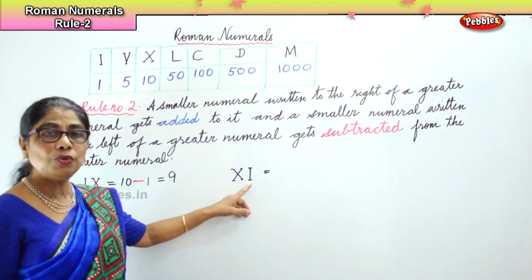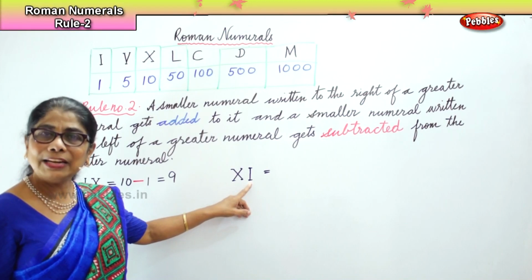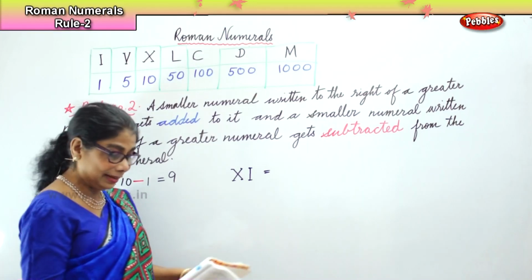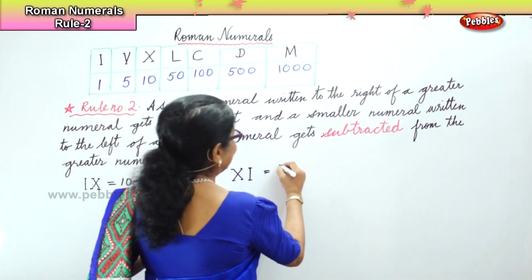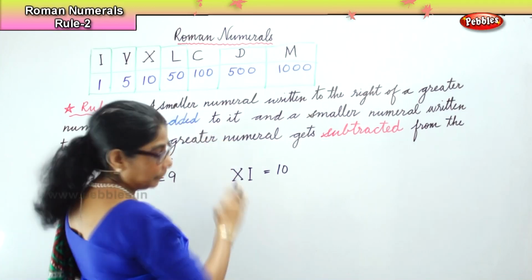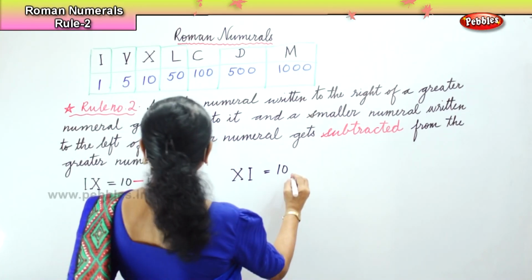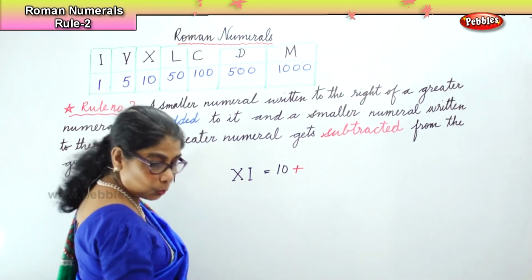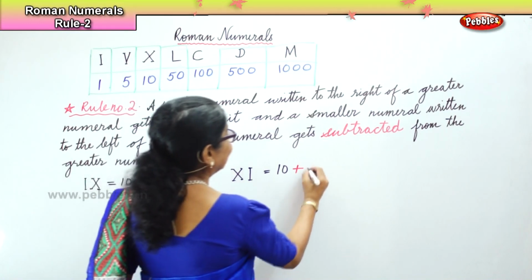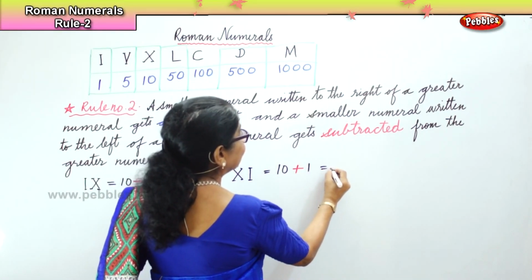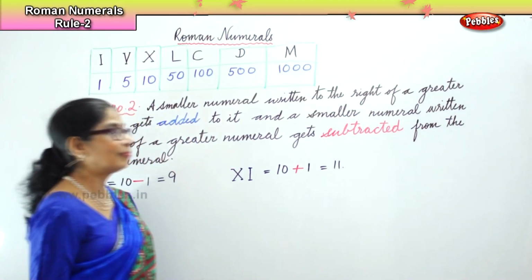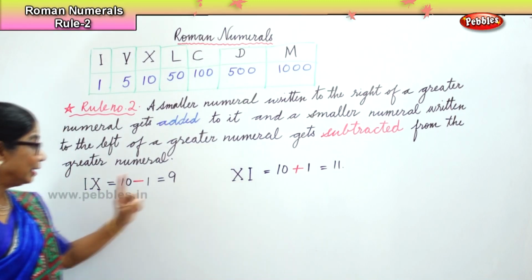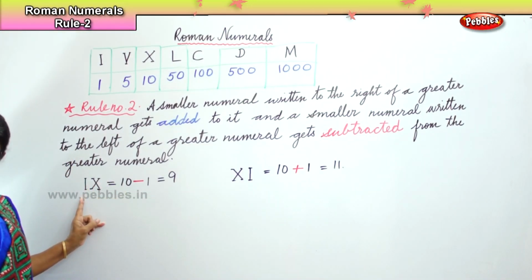Okay. So a smaller numeral to the right of the greater numeral, in this case it gets added. So that is 10 plus 1, that is 11. Okay? What do you get here? 11. In Roman numeral, you read this as 11. Here in this Roman numeral, you read it as 9.